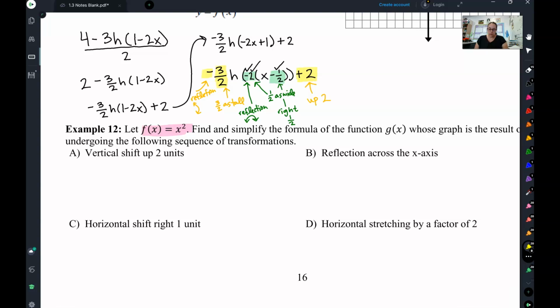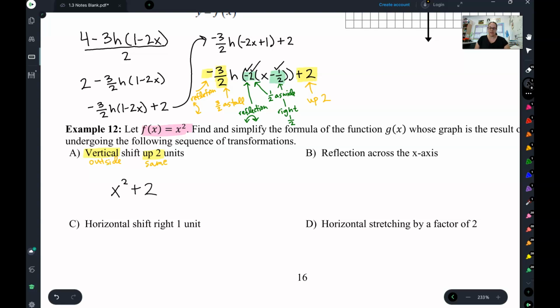Remember, vertical is another word for up and down. So as soon as you see vertical, you should think outside. So this is an outside, and I want to shift up 2. Now remember, outside is also the same. So I want to add 2 outside the main equation. So outside, here's x squared. I'm going to go outside the x squared, add 2 on the outside. And that moves me up 2.